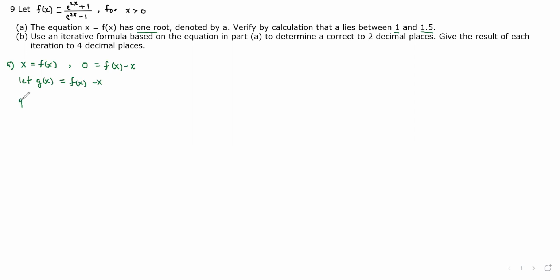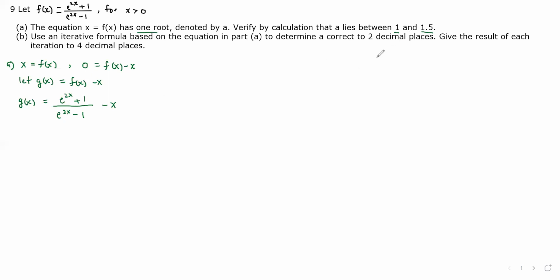So g(x) now is (e^(2x) plus 1) over (e^(2x) minus 1) minus x. Now, if g(x) is f(x) minus x, we just need to show that g(x) has a 0 in between 1 and 1.5. This implies that x equals f(x) has one root between 1 and 1.5.